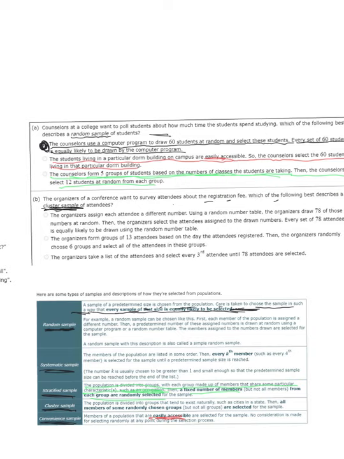I'm not going to necessarily read through this next one. You're looking for a cluster sample. So this cluster sample is a population that's divided into groups that tend to exist naturally, such as cities in a state. Then all members of some randomly chosen groups, but not all the groups, are selected. So in this case, you're dividing them up into groups, and then you're not going to take from each group. You're actually just going to take whole groups. But not all the groups, you'll take some of the groups and you'll pick those groups at random.